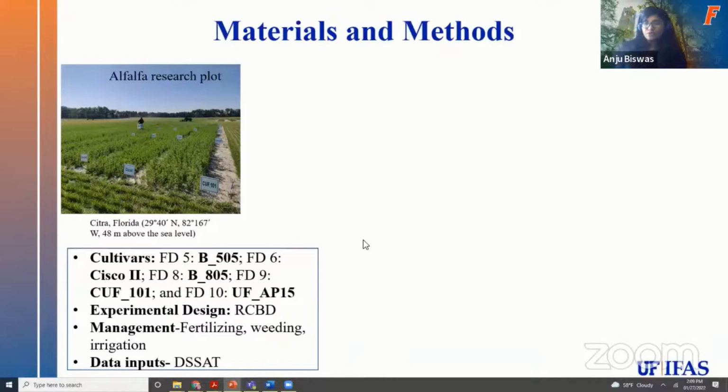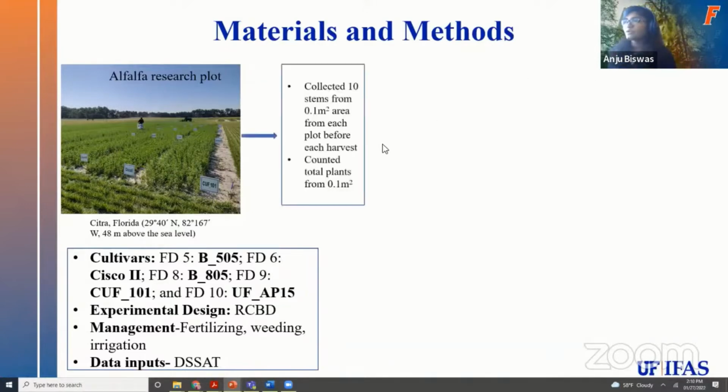Then we input all those data in DSSAT. From here, we collected data each month. We started collecting our data in April 2019, and we continued this data collection every month based on 10% flowering for our locally adapted cultivars or lines. We collected samples from there to dry and get the overall estimated production per hectare, kilograms per hectare. That's our observed data.